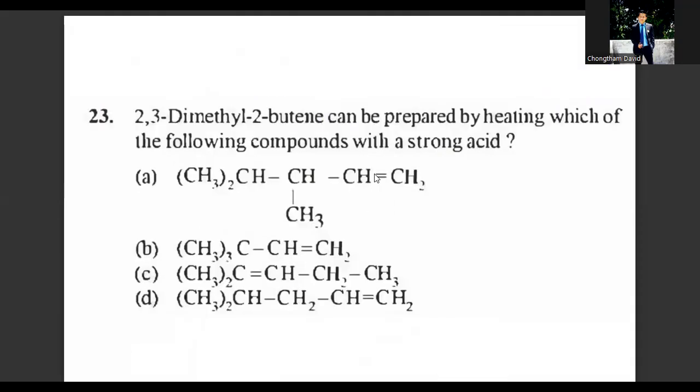Question number 23. 2,3-dimethyl-2-butene can be prepared by heating which of the following compounds with a strong acid. So this particular given molecule, which is C, let us draw the structure for this. Otherwise, we cannot code out the answer. CH3, CH double bond, CH2. Let us do the counting. How many carbons are present? 1, 2, 3, 4, 5, 6, 7. It has 7 carbons.